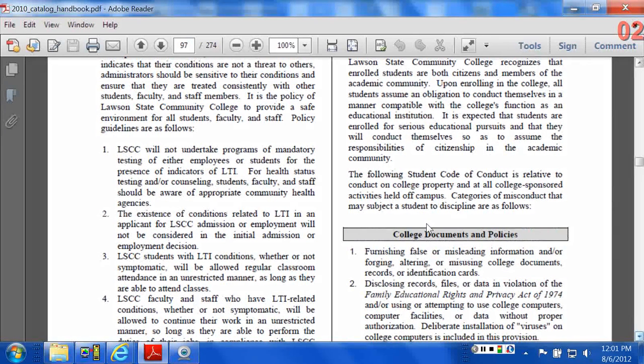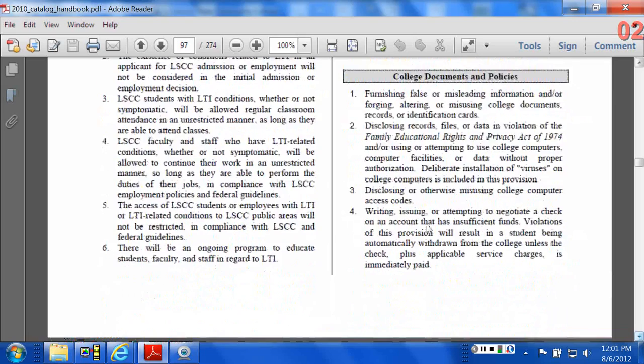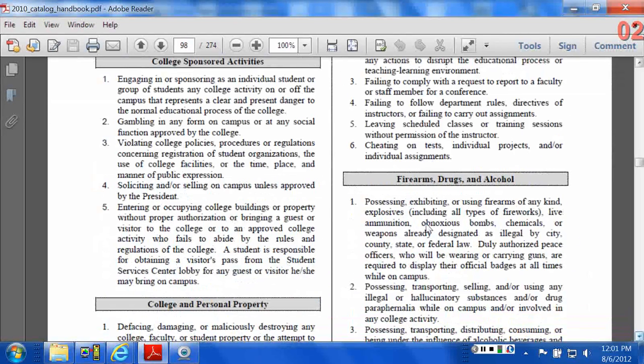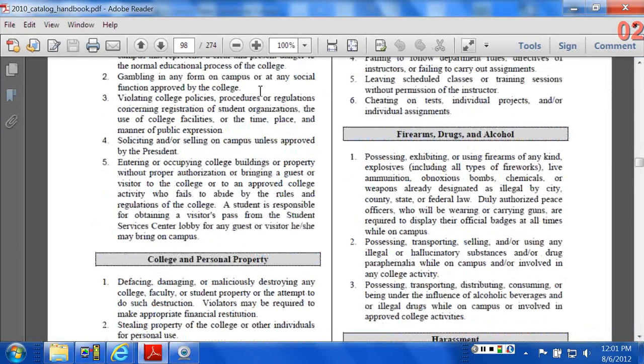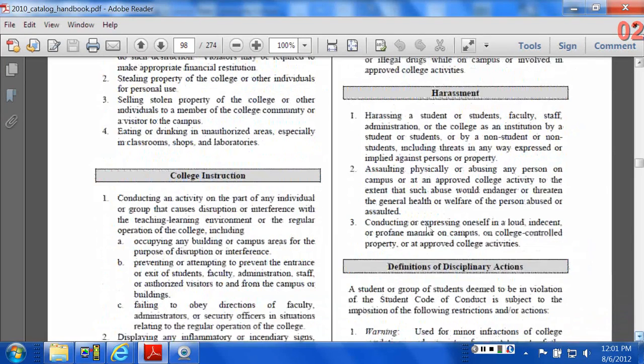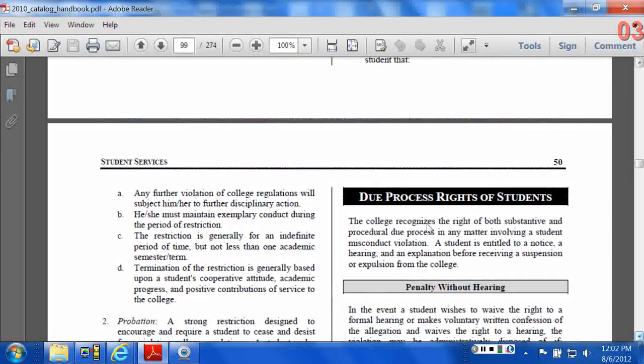We have developed the Student Code of Conduct, which deals with college documents and policies. It deals with possible student misconduct with college-sponsored activities, student misconduct in college and personal property, that is, the property of the college and personal property of other students. It also deals with college instruction and how the students relate to not disrupting the instructional process. The college has also placed a category dealing with firearms, drugs, and alcohol on campus and at sponsored activities. And finally, harassment of other faculty, staff, or even fellow students. Now, students who are found to be or accused of being in violation of these categories will find themselves in a position where they would have a disciplinary matter taken, or a disciplinary hearing take place.